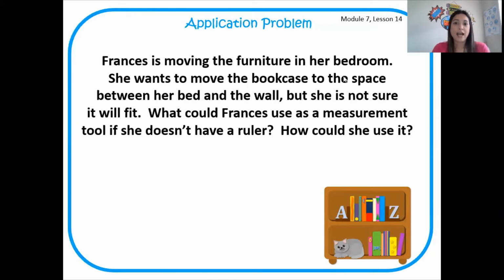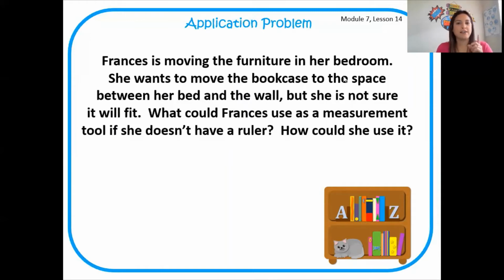All right, the application problem says, Frances is moving the furniture in her bedroom. She wants to move the bookcase to the space between her bed and the wall, but she's not sure if it will fit. What could Frances use as a measurement tool if she doesn't have a ruler? And how could she use it?